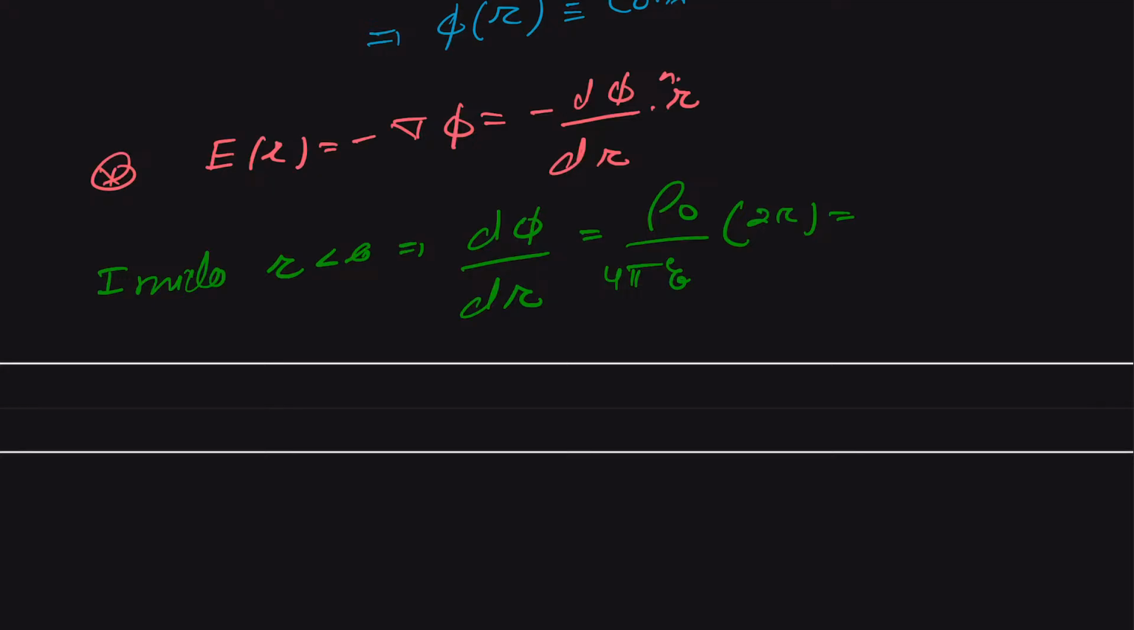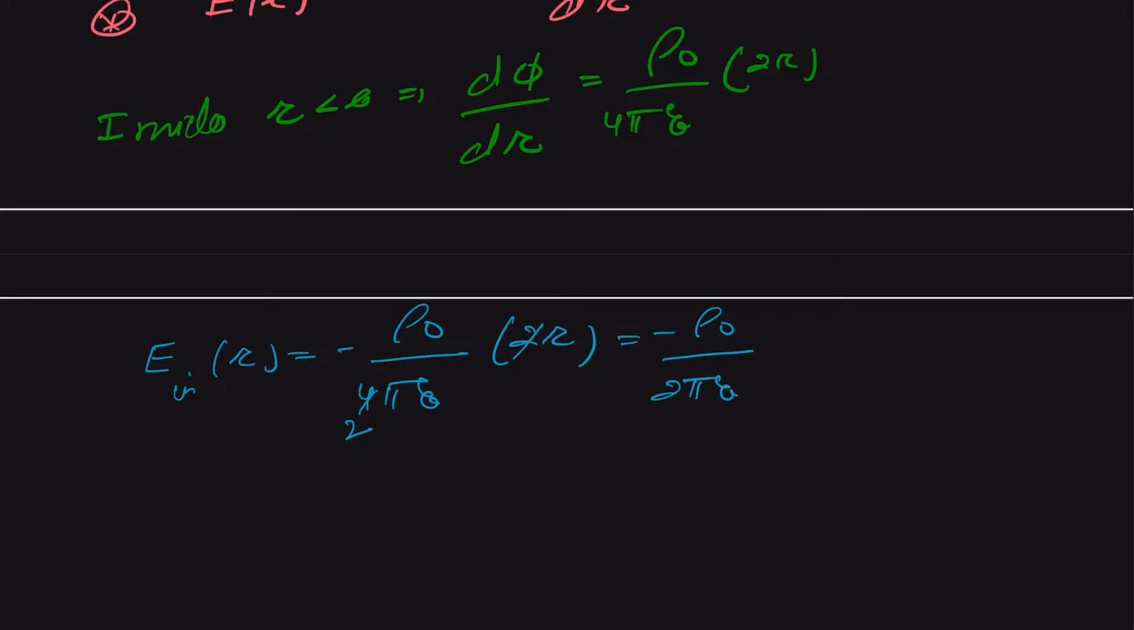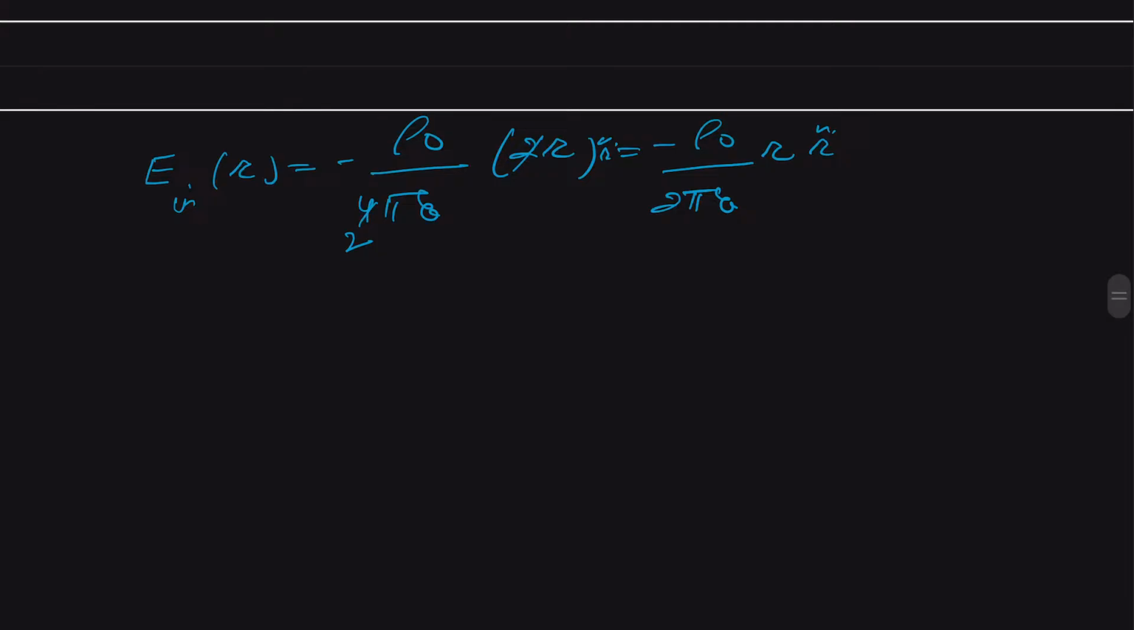So from here we can write that our electric field inside, E_in, at a distance r will be minus rho naught upon 4 pi epsilon naught times 2r, and this goes by 2, so we get minus rho naught upon 2 pi epsilon naught r times r unit vector. Here also there should be r unit vector. Similarly we can do it for outside.